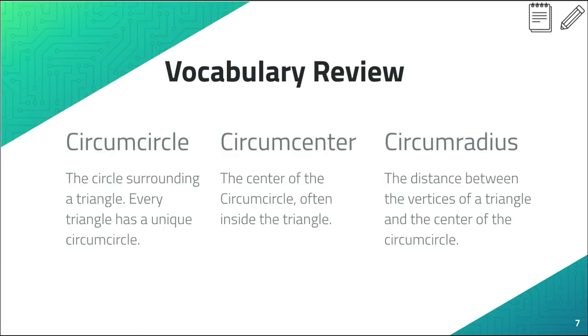Some vocabulary to remember. The circumcircle is the circle surrounding a triangle. Every triangle has a unique circumcircle. The circumcenter is the center of the circumcircle, and it is often found inside the triangle. The circumradius is the distance between the vertices of a triangle and the center of the circumcircle. It is also the distance from any point along the circumcircle to the circumcenter.